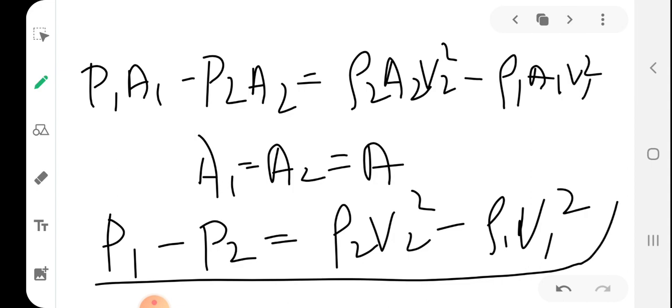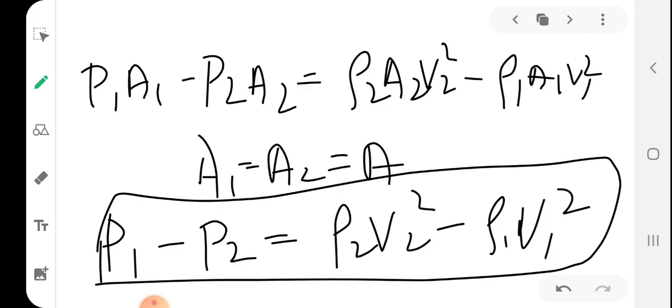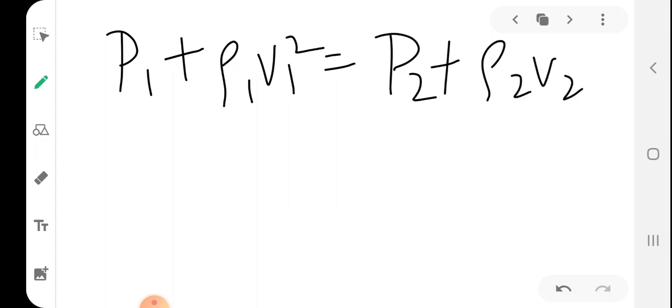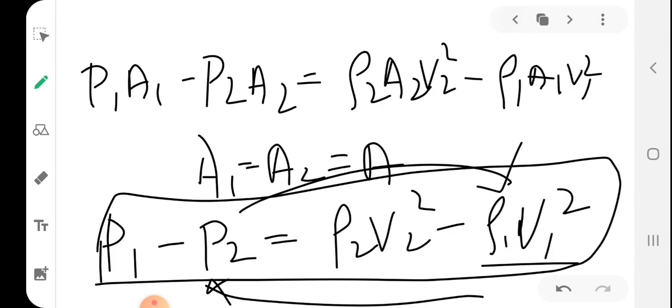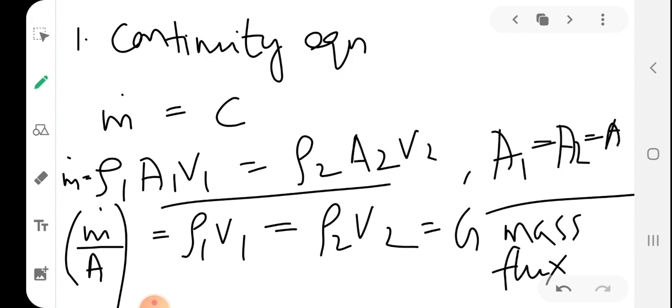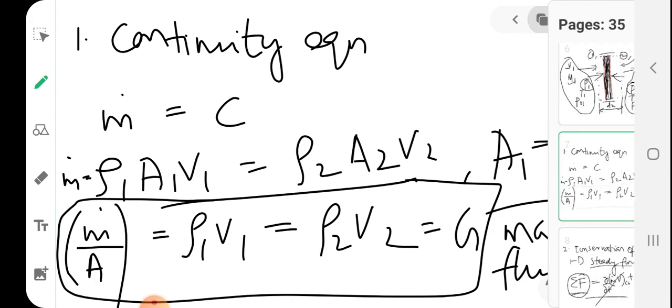So this is the equation for conservation of momentum. Let me rearrange it like this. I am taking rho 1 V1 square to the left hand side and P2 to the right hand side. So it will become P1 plus rho 1 V1 square equal to P2 plus rho 2 V2 square. So this is one equation, the equation for conservation of momentum, and this will be the continuity equation, or conservation of mass equation.